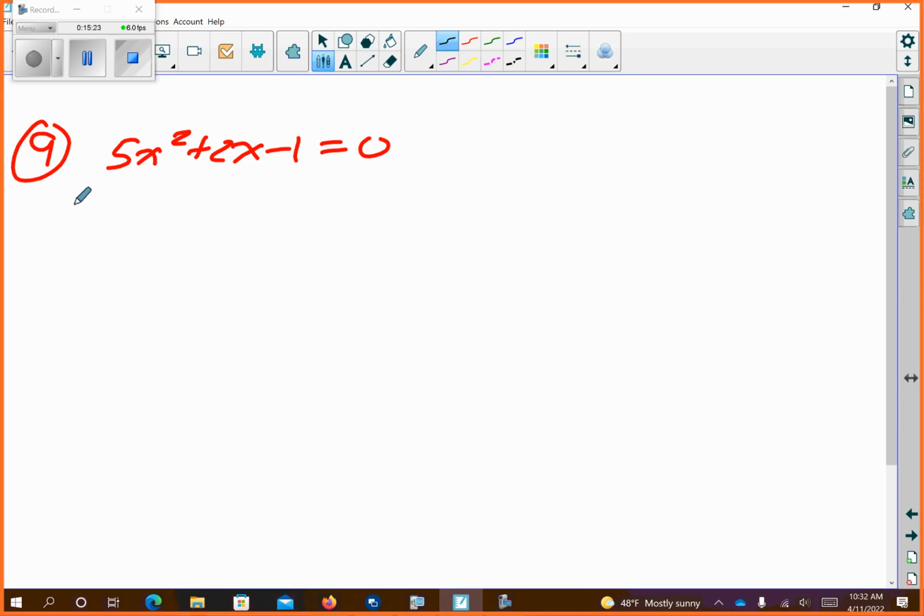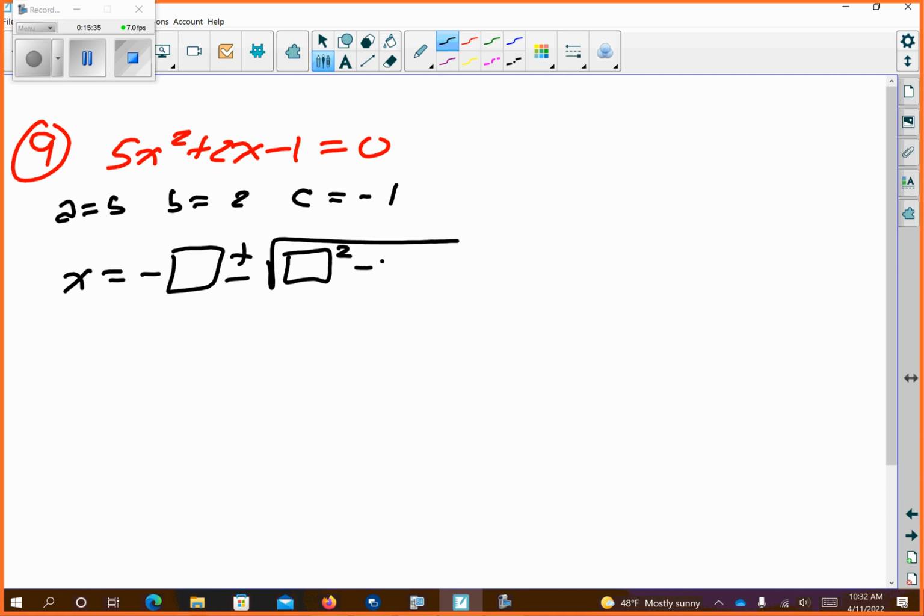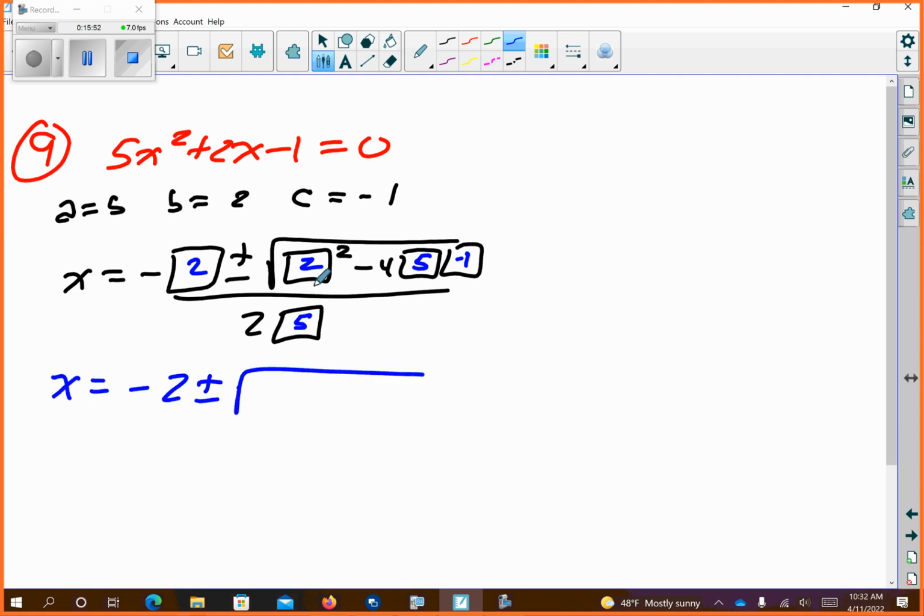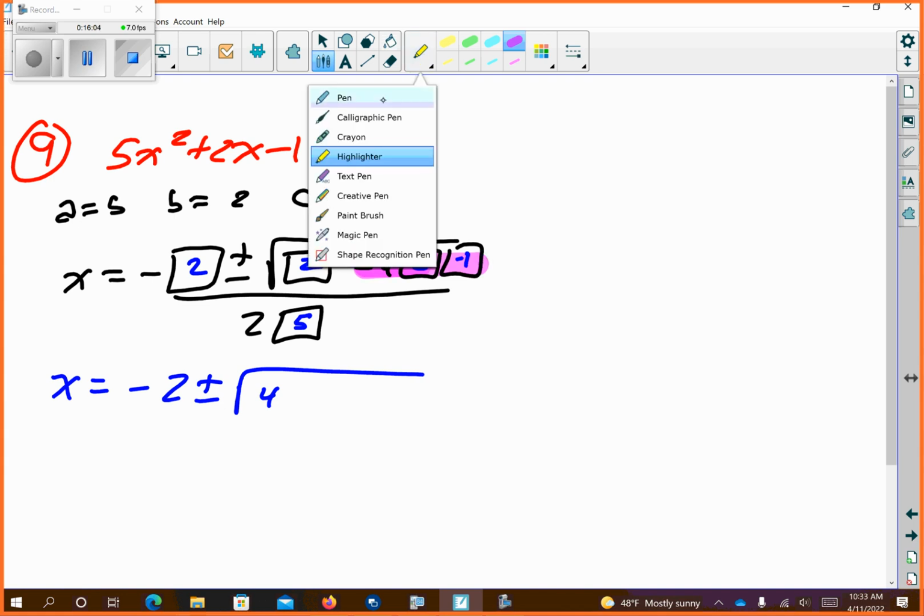Solve by the quadratic. So A equals 5, B equals 2, C equals -1, x equals negative blank plus or minus square root of blank squared minus 4 blank blank all over 2 blank. So x equals negative B plus or minus square root of B squared minus 4AC all over 2A. 2 squared is 4. And then making sure we do the math right. -4 times 5 is -20. -20 times -1 is +20.